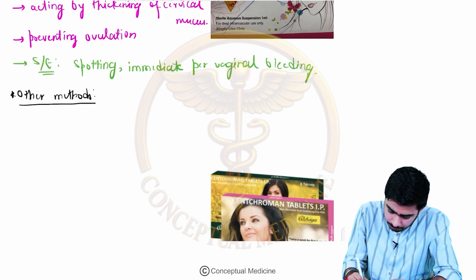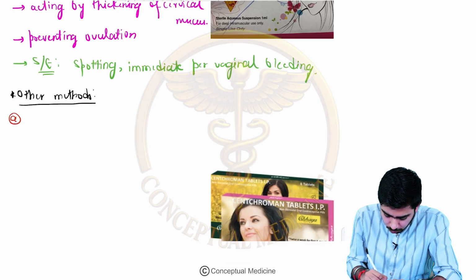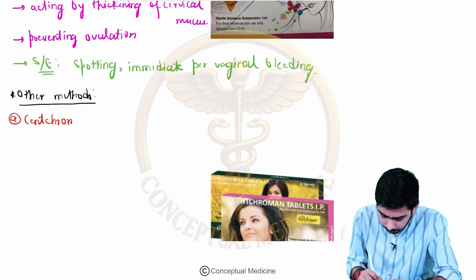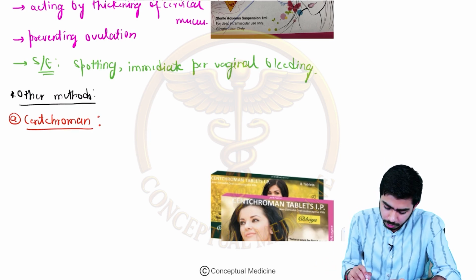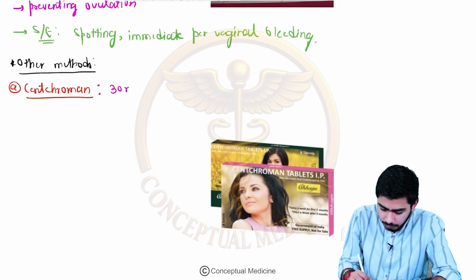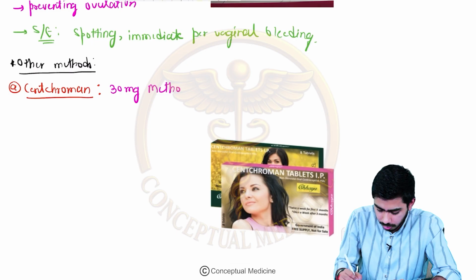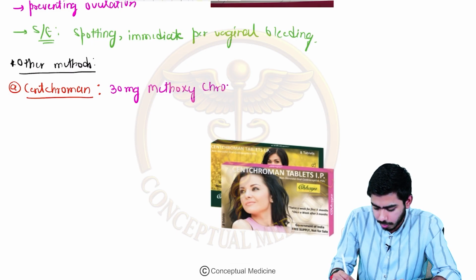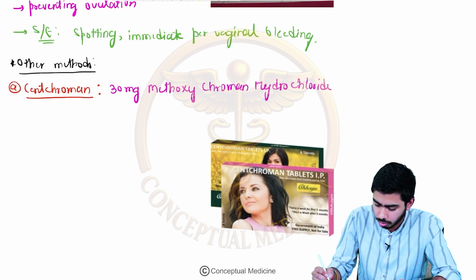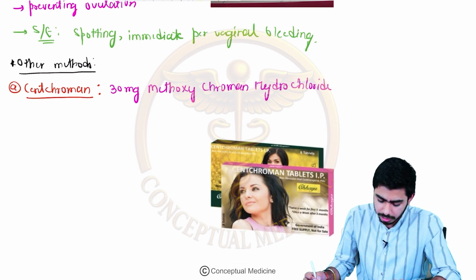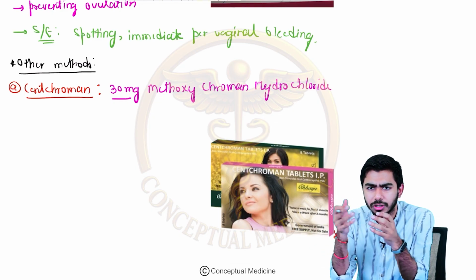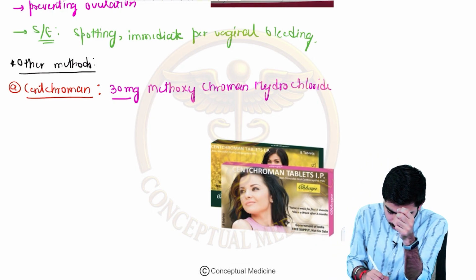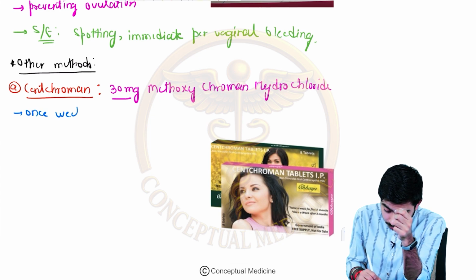The very first one is Centchroman. You might have heard about this Centchroman as well. What is this? It is 30 mg of methoxychroman hydrochloride, that's how it is named Centchroman. This methoxychroman hydrochloride is present as 30 mg. Basically this is taken once weekly. This is not a daily pill. So it is taken once weekly, and that is an advantage of this particular pill.